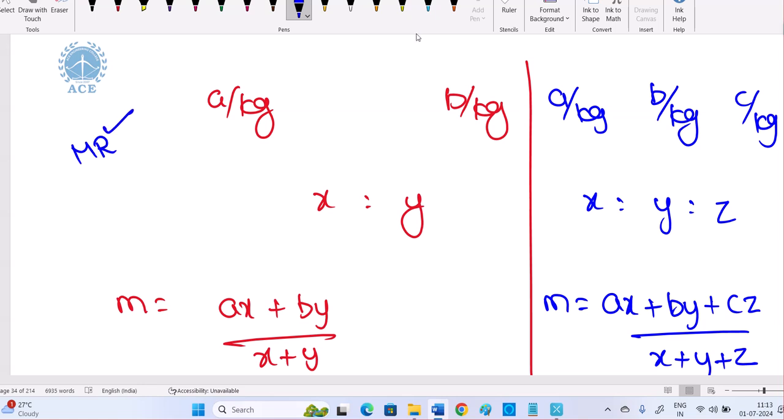Sir, the mixed ratio is given, A is not given. B given, M given, but still apply this model, this equation format. Mixed ratio given means directly you can form this equation. Right. And the other one is where the mixed ratio is not given. They may give the first one's price, the second one's price, and the mean price. They'll ask you what is the mixed ratio.